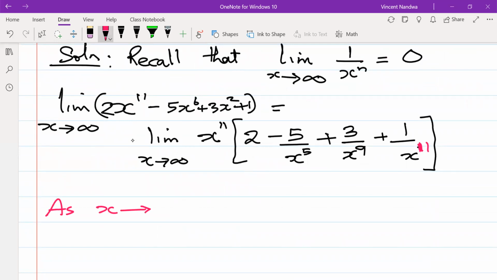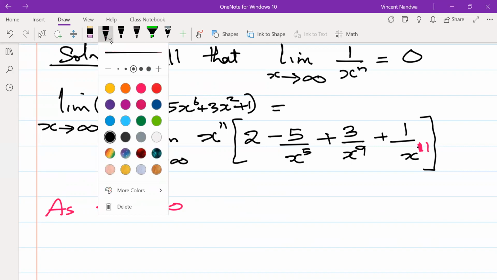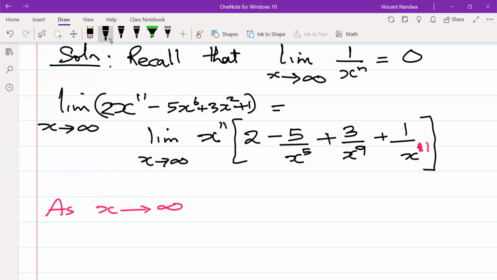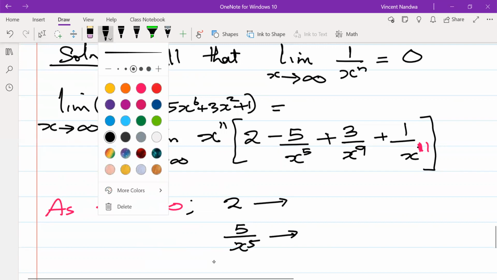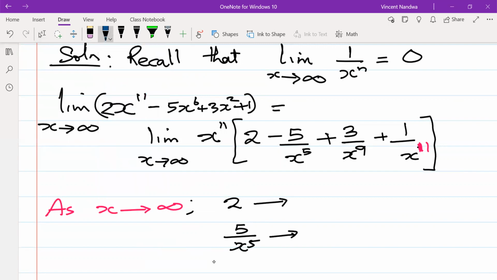So now, as x approaches infinity, okay, let me not repeat myself. As x approaches infinity, what is the value of... as x approaches infinity, 2 approaches which number? And 5 over x power 11, x power 5 approaches which value? Okay, maybe we can. So let's just.